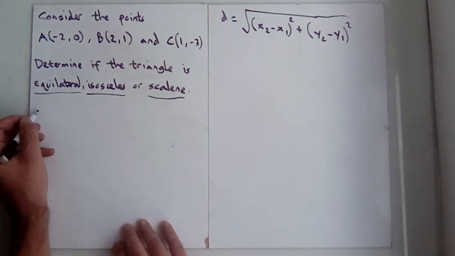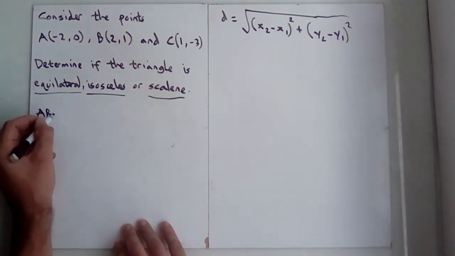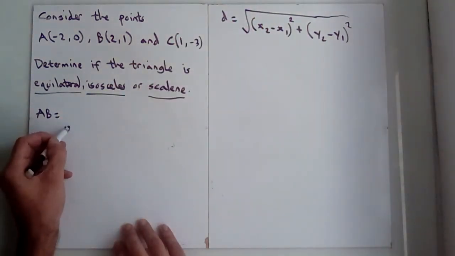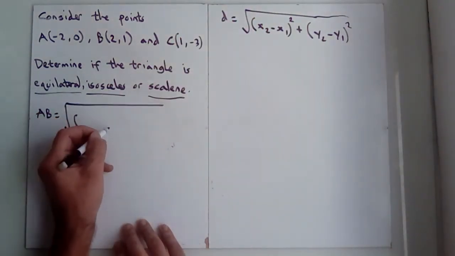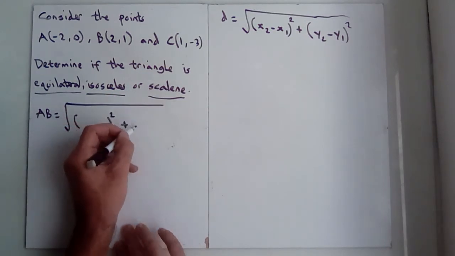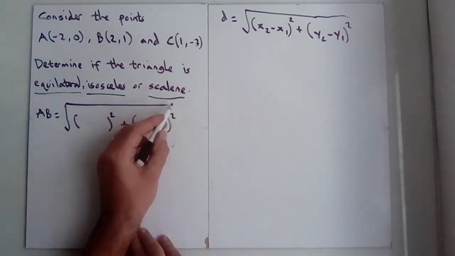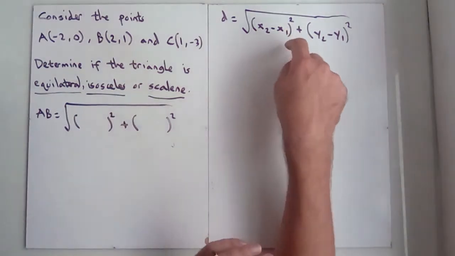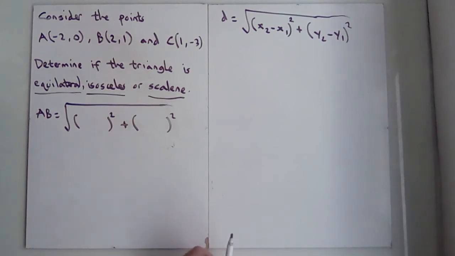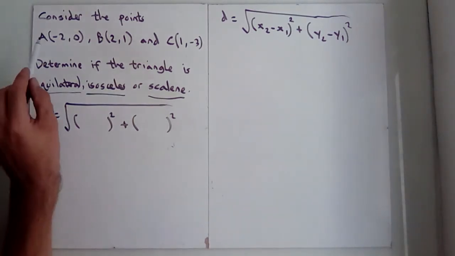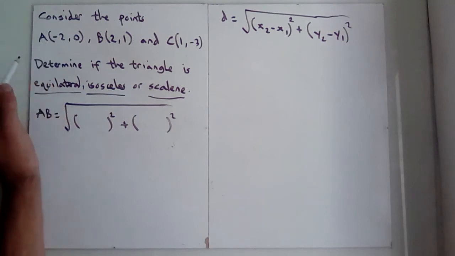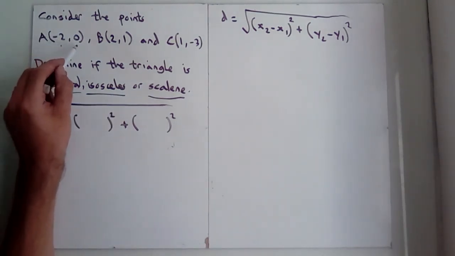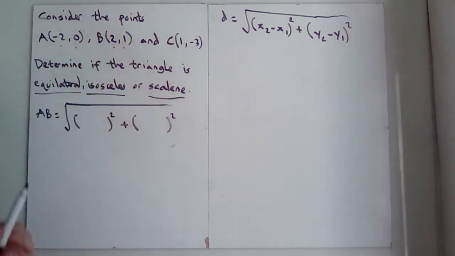So let's start with AB. If we just write out this formula, and then fill in the blanks, it might be easier. So it's the square root of (something minus something) squared plus (something minus something else) squared. And then you can just fill in the numbers. So the first bit is (x2 minus x1) squared. If we're using AB, I'm going to use A as x1, y1, and B as x2, y2.